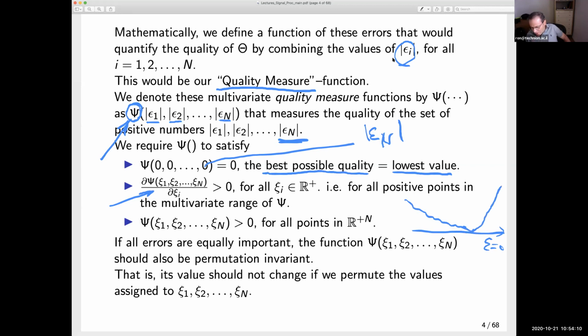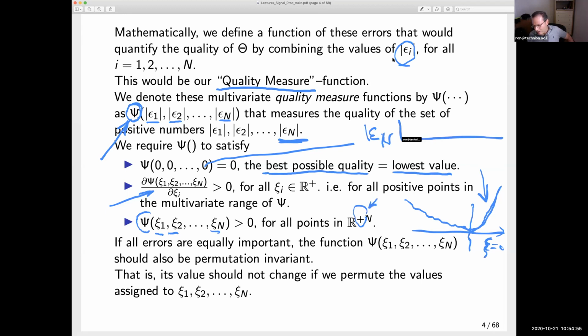So for all positive points, if this is epsilon, and since we're taking the absolute value of epsilon, it should actually have this property of looking only at positive psi's, always decreasing when psi decreases and always increasing when psi increases. What I also would like is that if my entries to the function are always positive, I would always like my function to be higher than 0. So this is for all points which are positive.